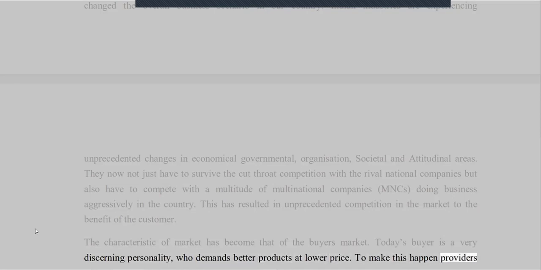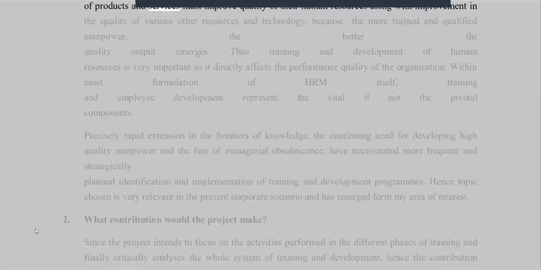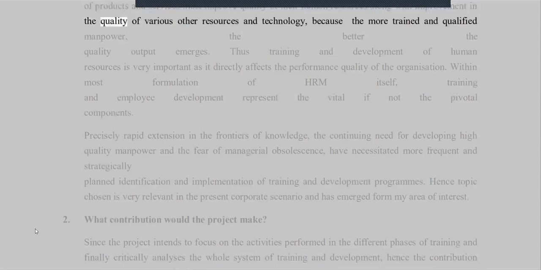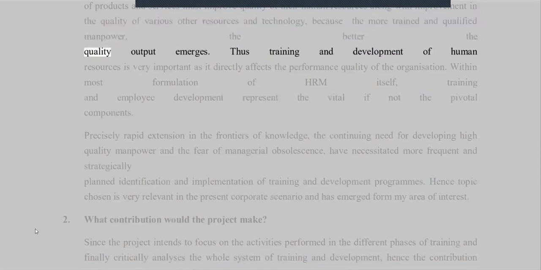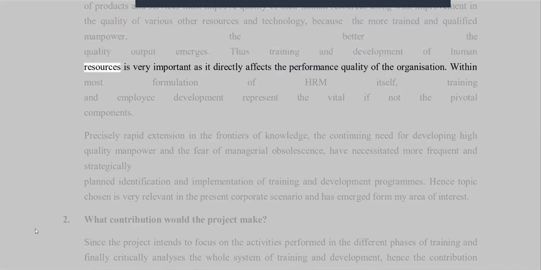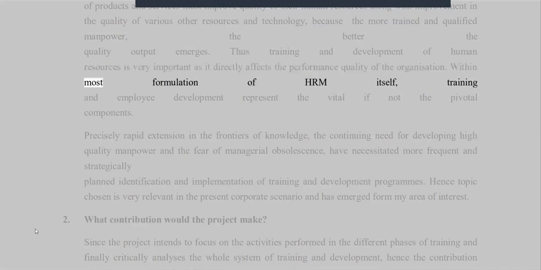To make this happen, providers of products and services must improve the quality of their human resources along with improvement in the quality of various other resources and technology, because the more trained and qualified the manpower, the better the quality output emerges. Thus, training and development of human resources is very important as it directly affects the performance quality of the organization. Within most formulations of HRM itself, training and employee development represent the vital, if not the pivotal, components.